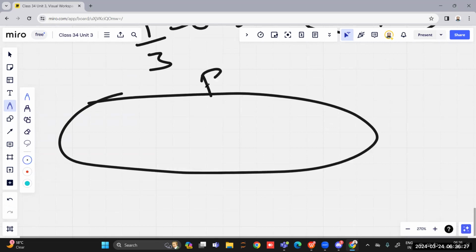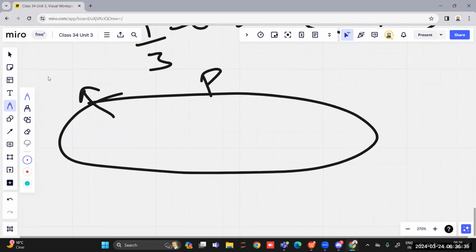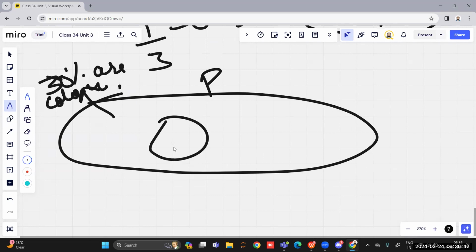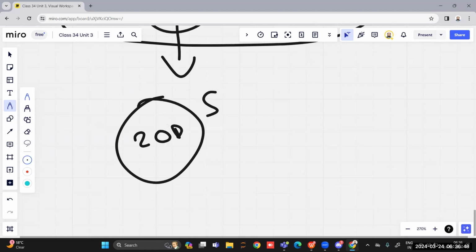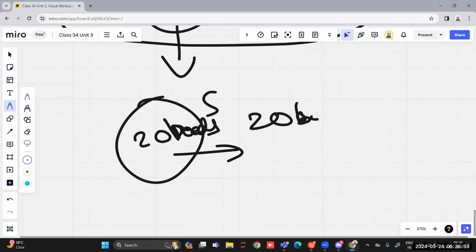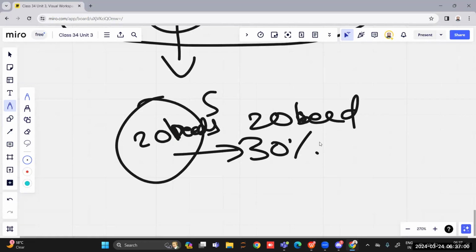In a population, for example, 30% have a certain color. Okay, 30% are colored. From this population, I have selected a sample of 20 beads. Now, can you say that in these 20 beads there are 30% red beads? How much is the possibility?